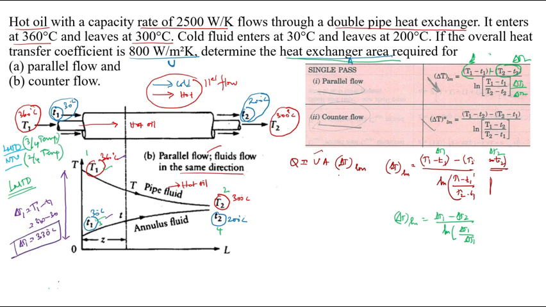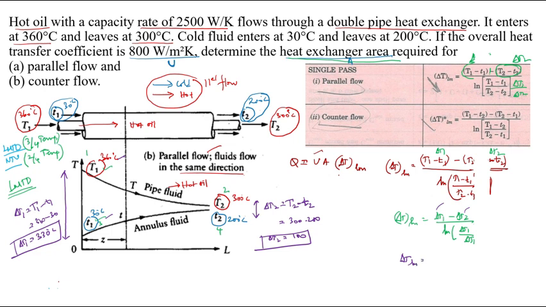So what is delta T2? The difference between these two, delta T2, is equal to capital T2 minus small t2. Capital T represents the hot fluid and small t represents the cold fluid. So it is equal to 300 minus 200, which gives delta T2 equal to 100. So delta T1 and delta T2 we can easily find. Now substitute delta T1 and delta T2 in the LMTD equation.